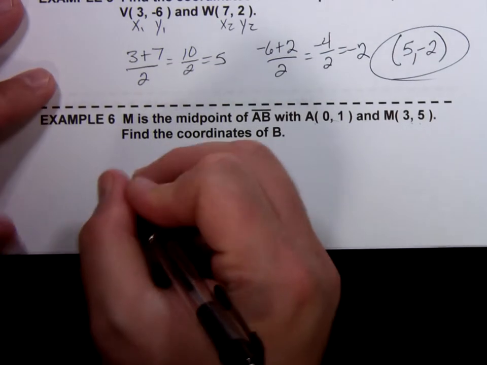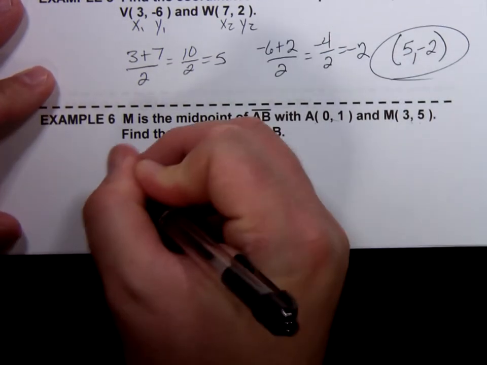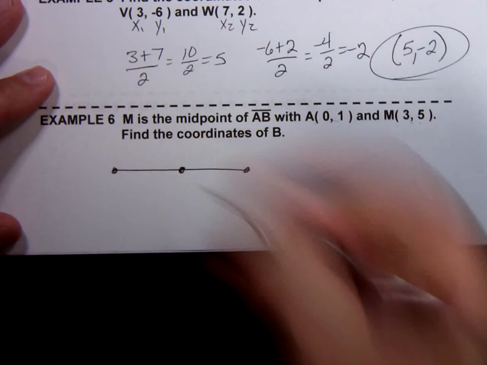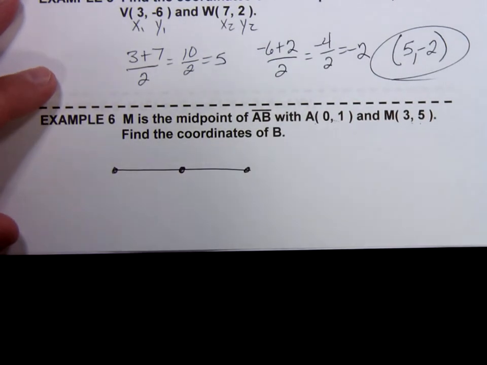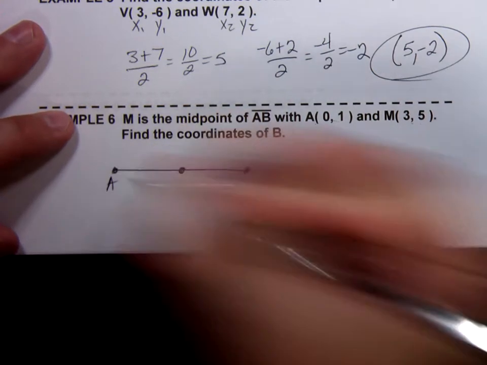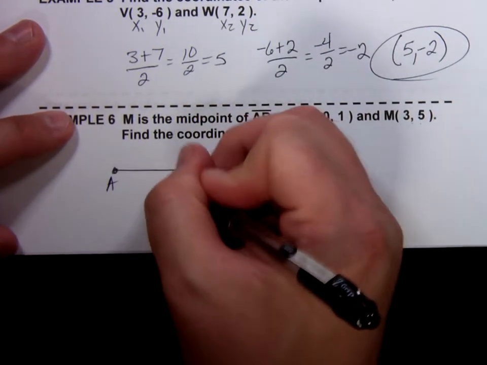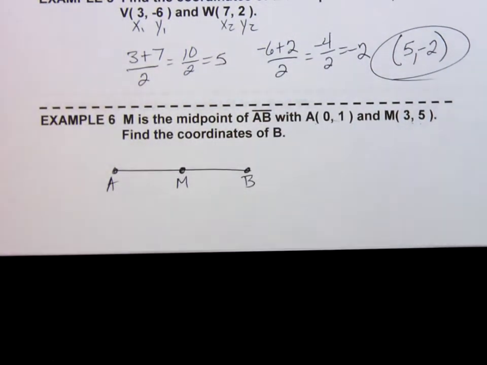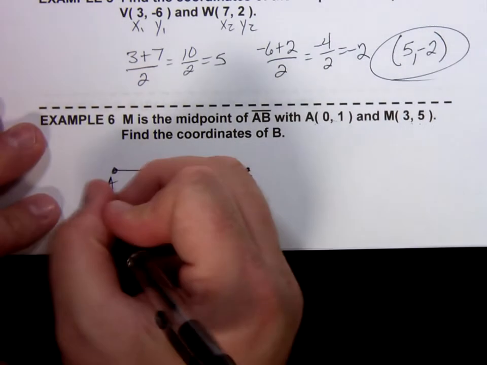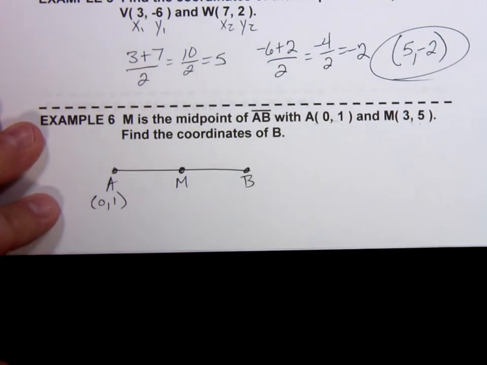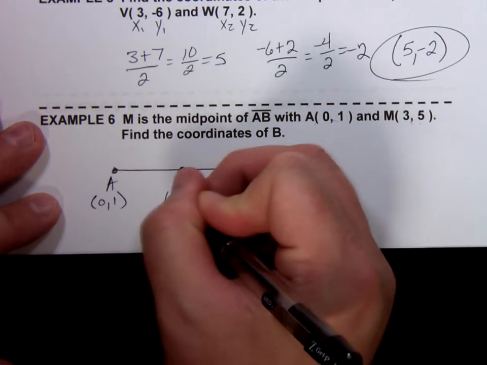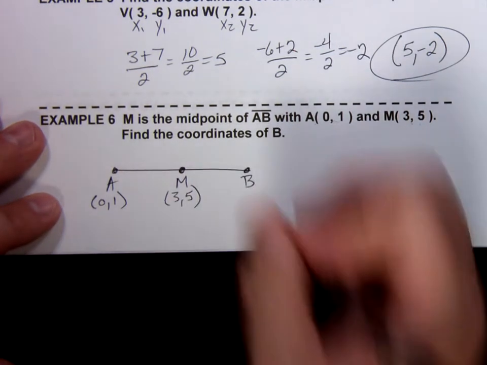So I'm going to draw a picture. What I'm not worried about is where on the graph these really fall. I'm just drawing a straight line. You can plot it on the coordinate plane if you want to, but it's not really necessary. We got line segment AB, and M is the midpoint. Now I'm going to write the coordinates next to the letter. So A is at the coordinates 0, 1. M is at the coordinates 3, 5. And we want to find the coordinates for B.